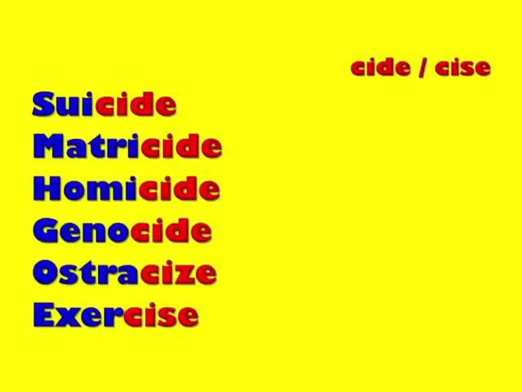Homicide comes from a root word we've seen before, from the prefix homo, which means same. Homicide is to kill an equal or someone who is the same. In other words, to kill another human being.